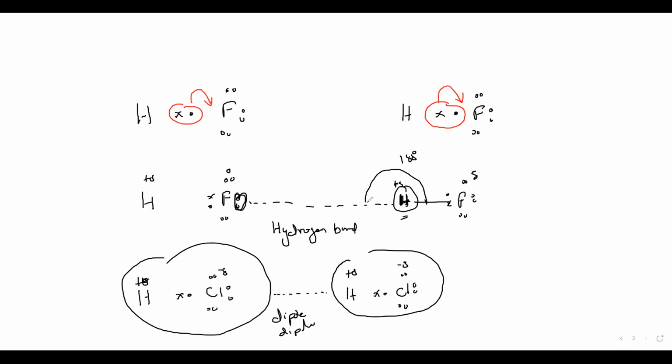And hydrogen bonding only exists when hydrogen forms a bond with nitrogen, oxygen, or fluorine. Because the condition for forming a hydrogen bond is that there should be a greater difference in the electronegativity and there should be a lone pair on the atom.